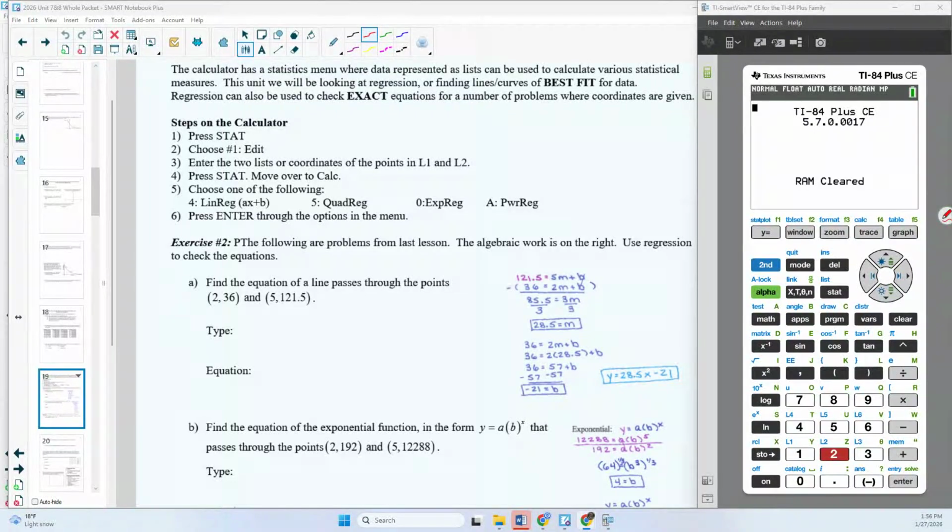So on this page, we're going to start to talk about regression, which we'll be doing for the next two lessons. It says the calculator has a statistics menu where data represented as lists can be used to calculate various statistical measures. This unit, we're looking at regression or finding lines or curves of best fit for the data. Regression can also be used to check exact equations for a number of problems where coordinates are given.